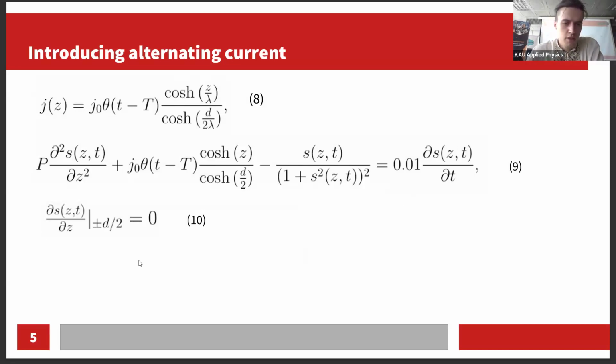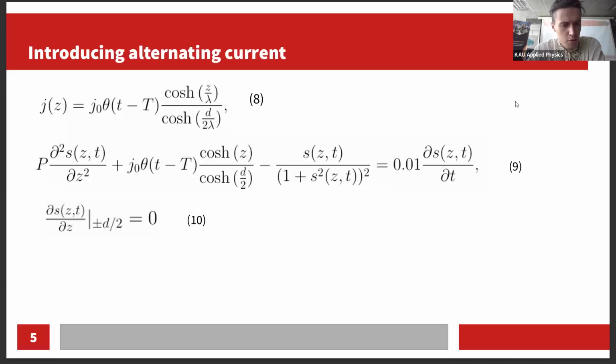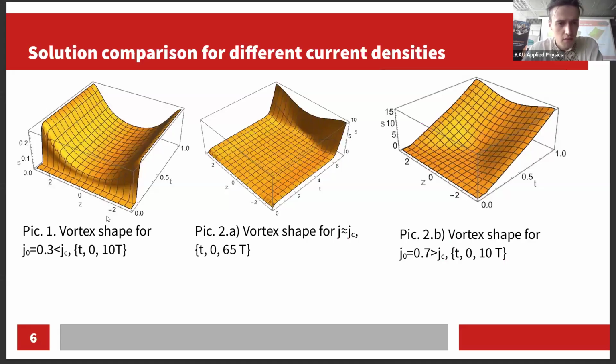The boundary conditions when solving these equations are that the vortex must come out perpendicularly to the surface of the film at every moment in time, which is shown right here. And D is, of course, its thickness.